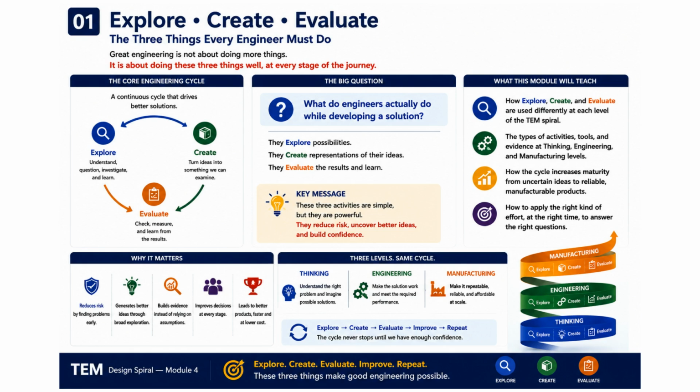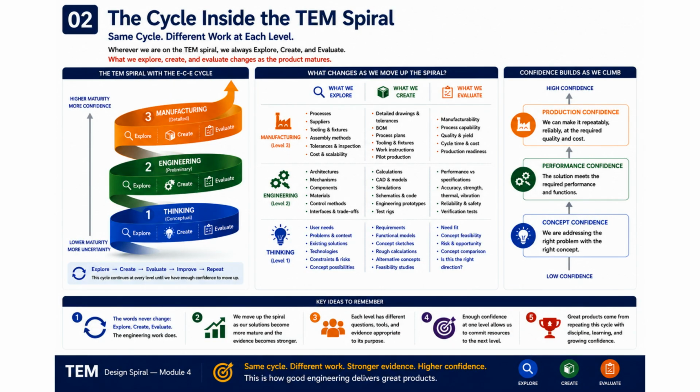So in this module, we will look inside the TEM design spiral and examine what engineers actually do at each level. The words remain the same, but as we move up the spiral, the engineering work and the evidence we need changes. Explore, create, and evaluate occur at every level of the TEM design spiral. But there is an important point that we must understand. The words remain the same, but the engineering work changes as we move up the spiral.